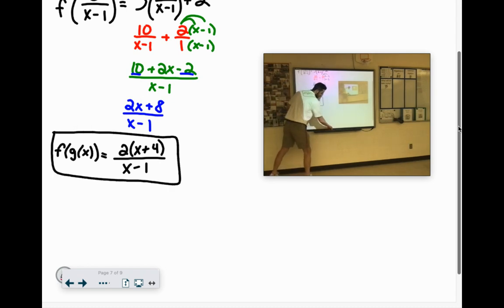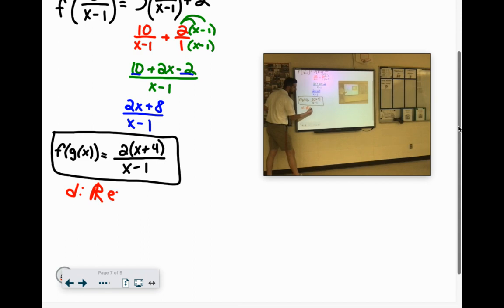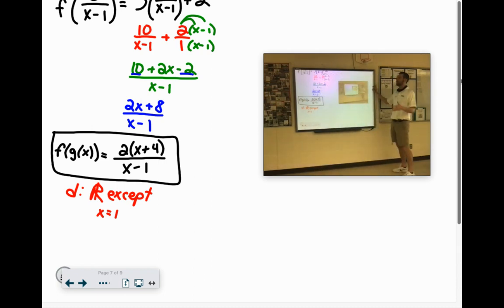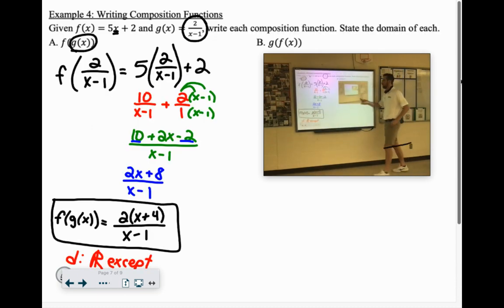But also talk about the domain. Domain is what you could put in for x. So we would say all real numbers except, what's the only restriction? Look at the denominator. It says x minus 1. I guess I could say except x equals 1. Right? That's the only thing x could not equal, which again, you only have to worry about that with division.